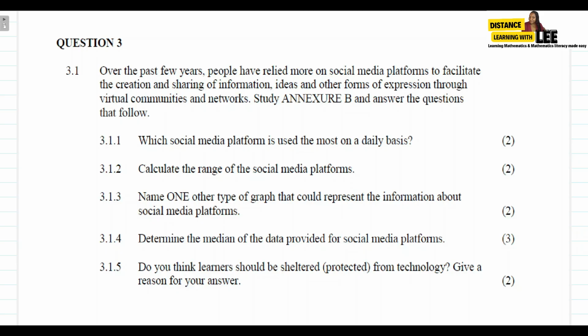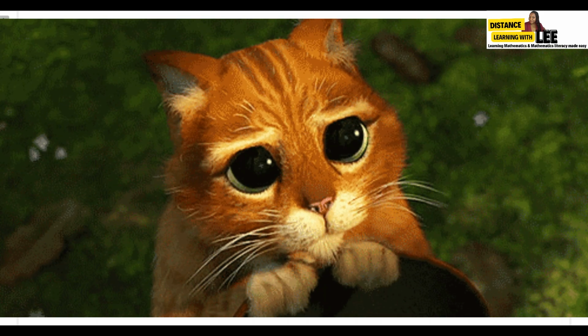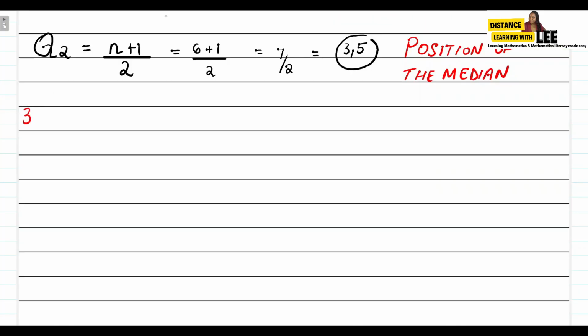So my reason is, yes, they should be protected from social media because social media platforms are distracting. So our answer for question 3.1.5 is that yes, learners should be protected from social media, because it can be distracting.